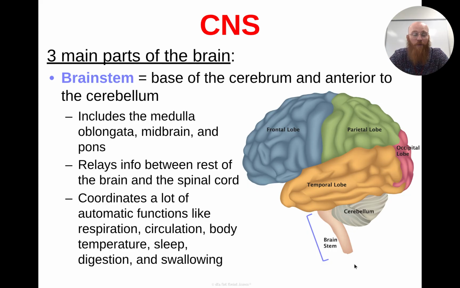It also can be responsible in and of itself for coordinating a lot of the more automatic or autonomic functions like breathing, circulation, so blood circulating throughout your body, maintaining your body temperature whenever you're sleeping, digestion, swallowing. All of these different things that are more like automatic processes that you don't really have to think about much, you can thank your brainstem and the structures within the brainstem for those as well.